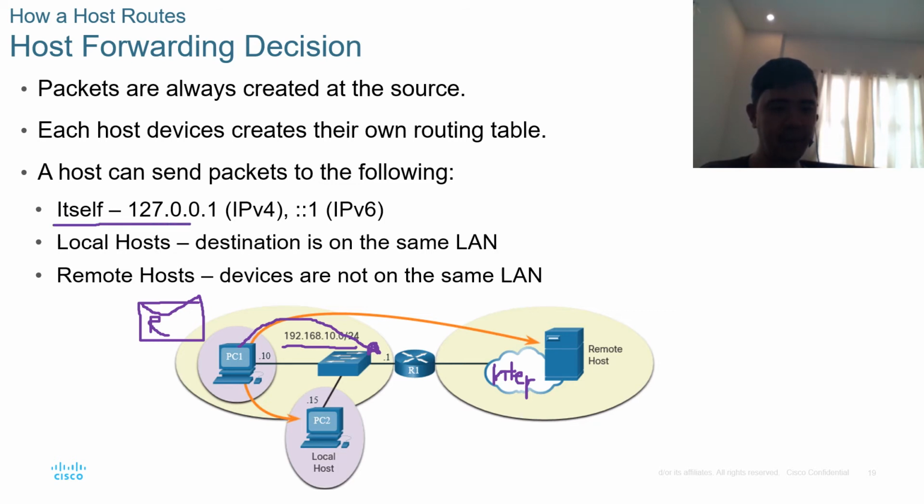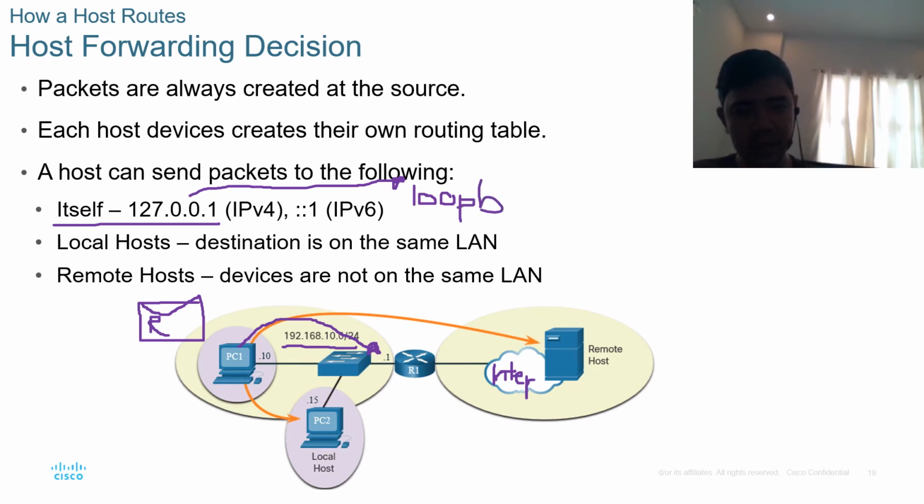Another thing to take note of is this IP address, 127.0.0.1. It's a very special IP address that we call loopback. The use of the loopback is to test the TCP/IP stack. I'll just write it by hand there. Loopback, again, is used to test the TCP/IP stack.